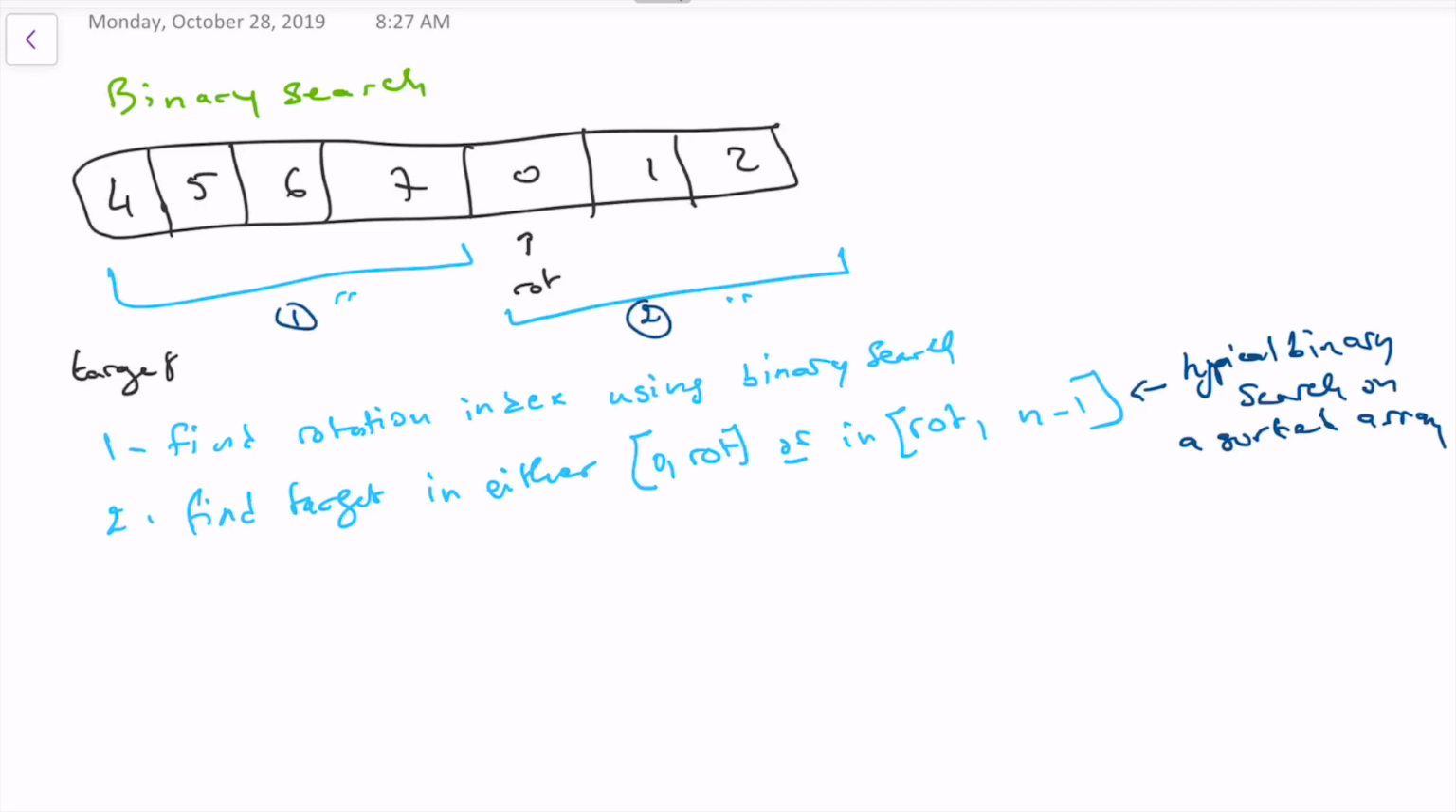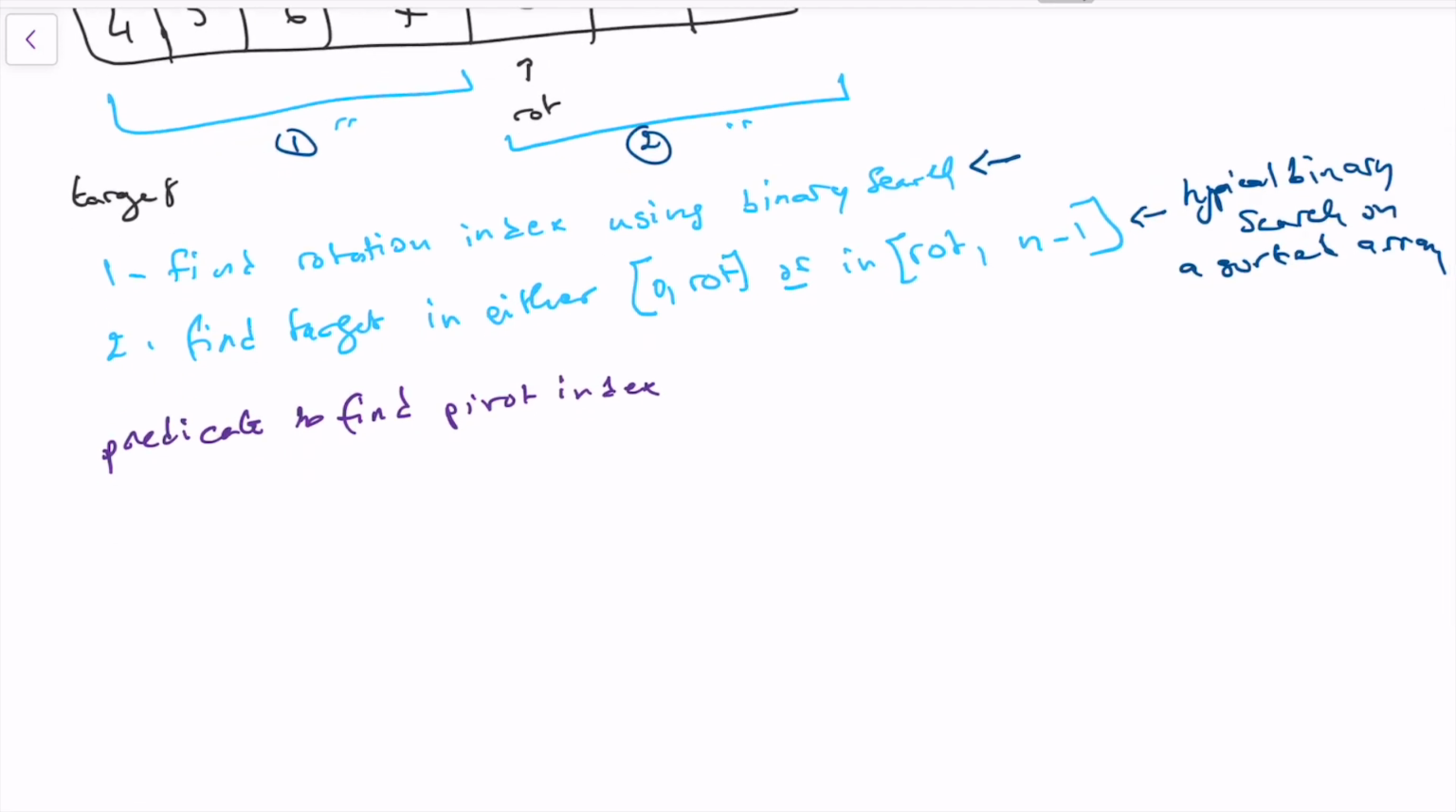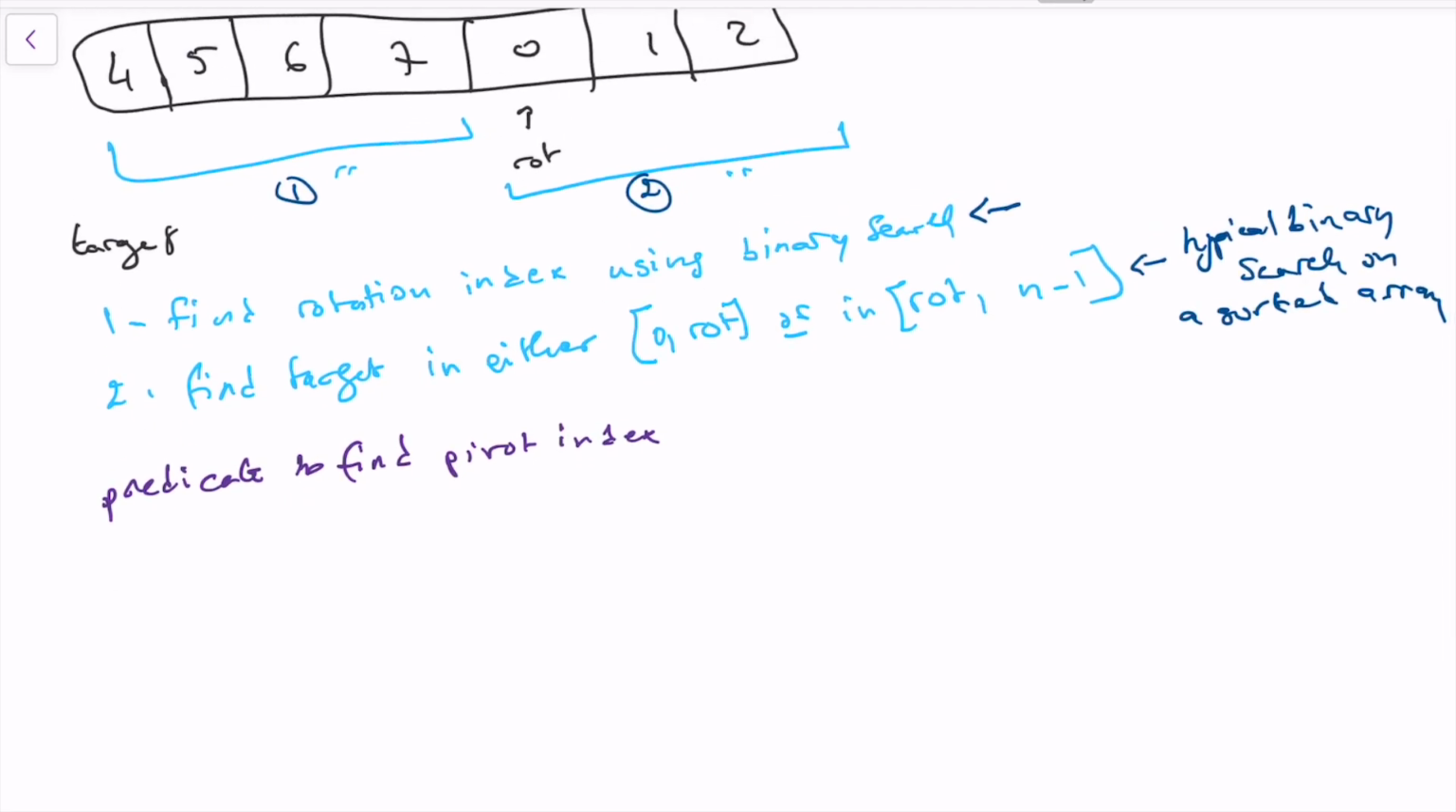So now the difficult part is finding the rotation index. How can we construct a predicate here to be able to find the pivot index? One thing we can think about is what the properties of the pivot index are. Let's call it the rotation index. How can we find any properties of it?